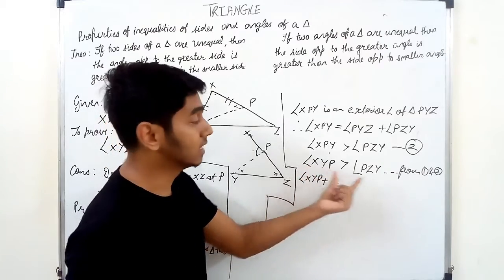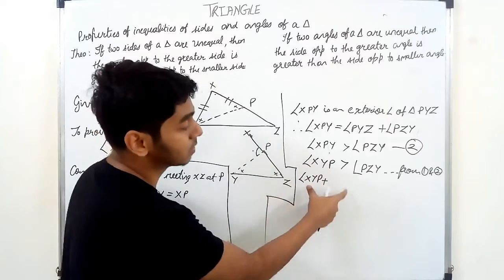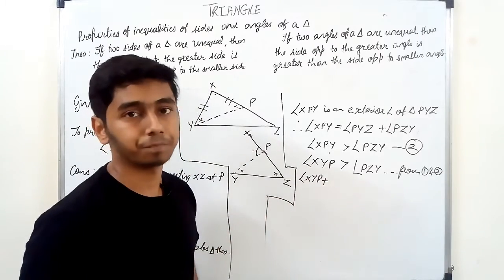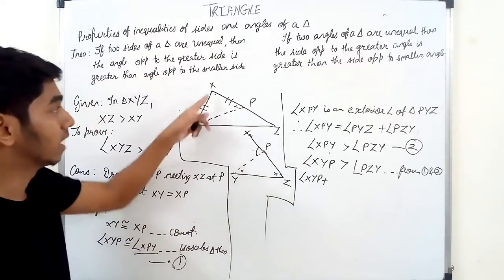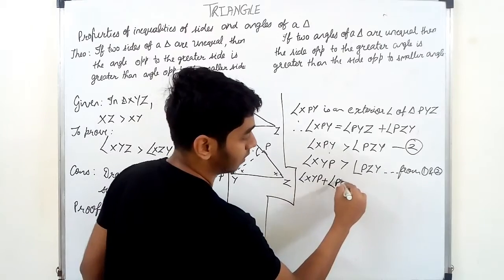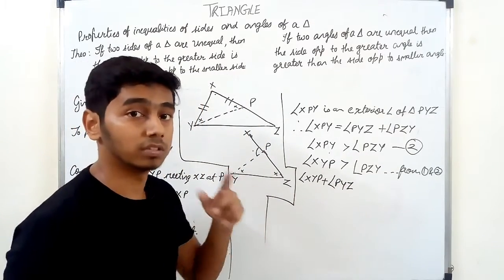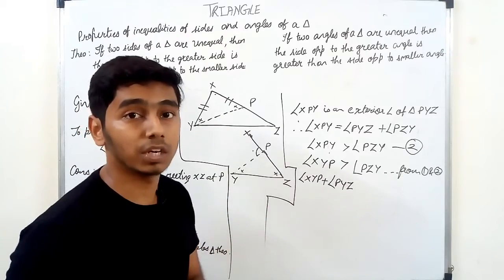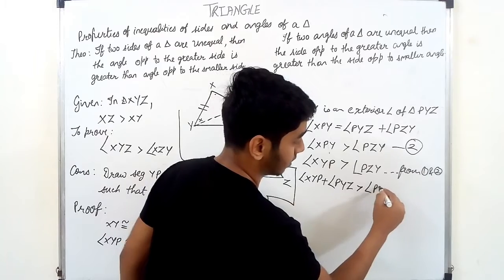That's why, if XYP is greater than PZY, whatever I add to this side will always be greater. Correct? So what I'll add here with XYP is PYZ. So I'll add PYZ. Just remember this example of age which I told you. So this will be greater than PZY.